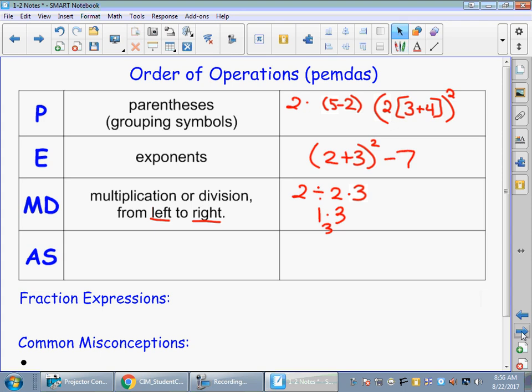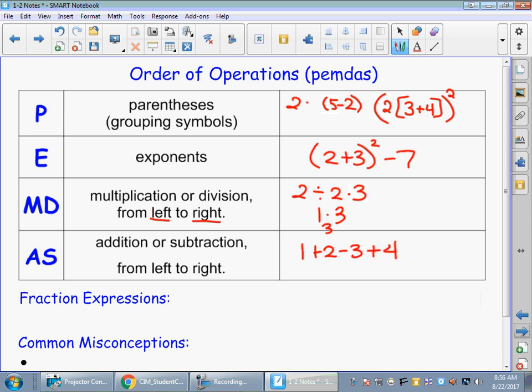Just like multiplication and division are on the same line, so are addition and subtraction. So you do addition and subtraction from left to right. So 1 plus 2 minus 3 plus 4, you're going to add the 1 and 2 first. Then you're going to subtract the 3 and 3, and then you're going to add the 4. Again, there's that funnel down effect of my answers. Each line got condensed because I was simplifying along the lines.